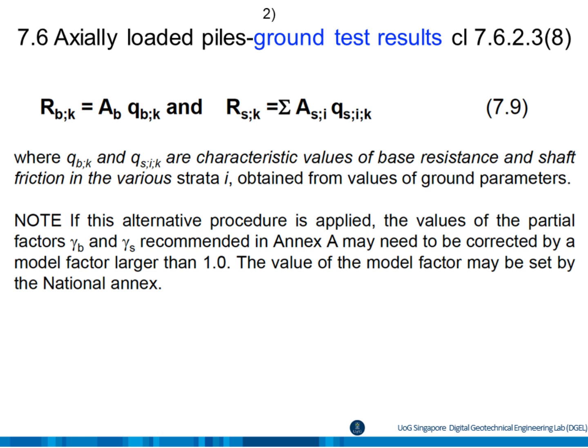As an alternative to the model pile method, EC7 allows the characteristic base resistance, RBK, and shaft resistance, RSK, to be determined directly from ground parameters. In this case, to account for the additional uncertainty in direct calculation, a model factor is introduced. The value of this model factor is specified in the National Annex.